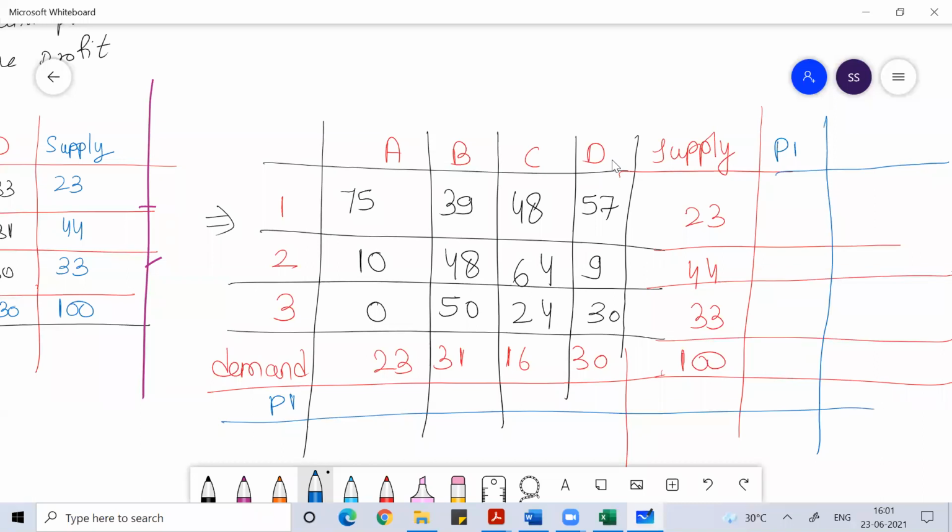Okay, so for finding the penalty, the smallest element is 39. 48 minus 39, I'll get 9. Then 10 minus 9, I'll get 1. Then 24 minus 0, I'll get 24. Then here the smallest element is 0, 0 minus 10, 10. Then 48 minus 39, that is 9. Then 48 minus 24, this is 24. And 30 minus 9, this would be 21.